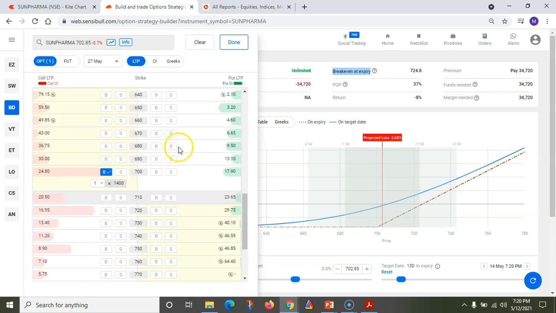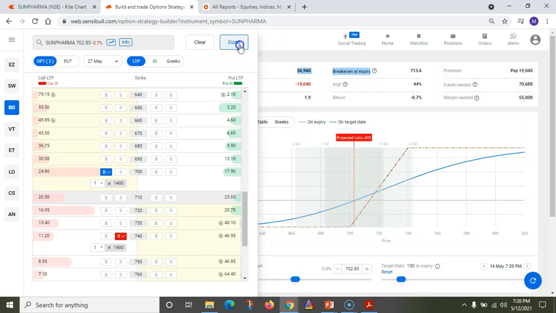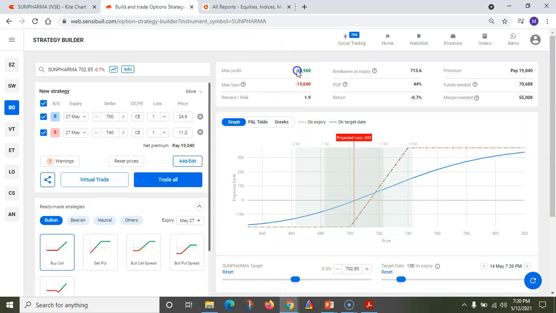Here I am going to sell, let us say, the 740 call option. Now you can see my maximum profit went from unlimited down to 36,960. You can see the maximum loss. Earlier it was 34,000. Now it is only 19,000. That is because I have collected this much premium: 11 into the lot size. Now you can see the probability of profit increased from 37% to 44%. The main point to check here is your break even got reduced from 724.8 to 713.6.